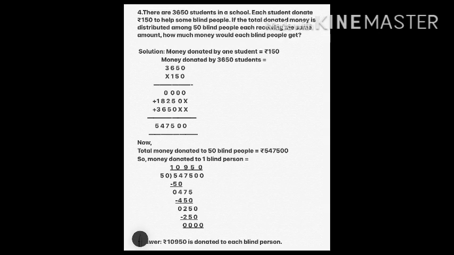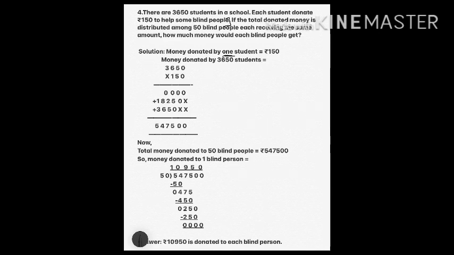Let's go ahead. That is the last word problem. Now it's a mixed type, a mixed operation. That means you have multiplication also here and division. This is a mixed word problem, so just pay attention. There are 3,650 students in a school. Each student donates rupees 150 to help some blind people. Pay attention up till here. That means money donated by one student.